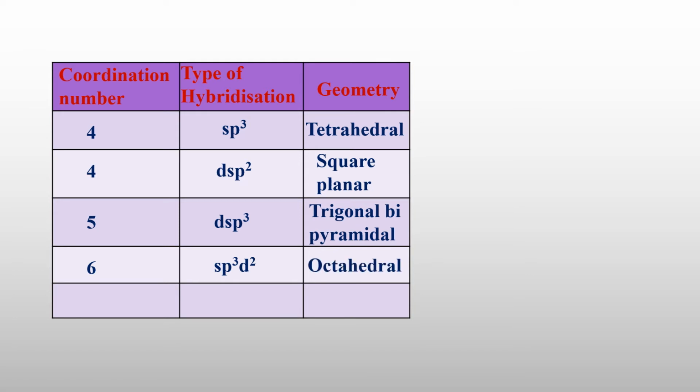One more is there. If the coordination number is 6, d2sp3 and the geometry is the same, octahedral. So these are the geometry and hybridization states possible for complexes with coordination number 4, 5 and 6. In the examination they may give a coordination number 4 or coordination number 6 complex, and ask you to write the hybridization, magnetic property and geometry of the complex for 3 marks.